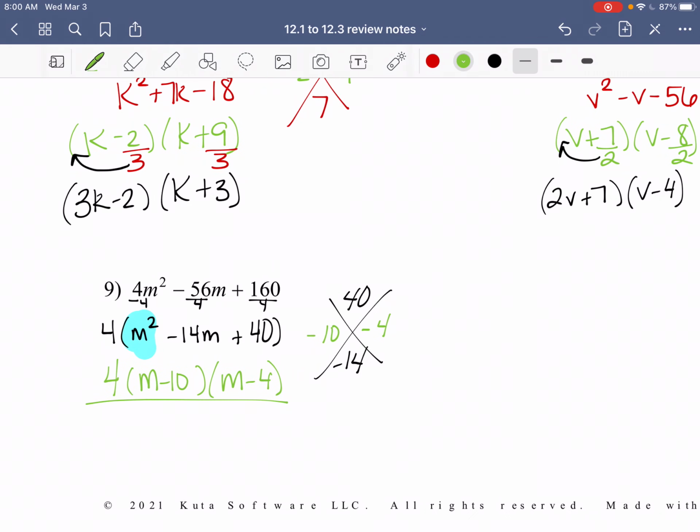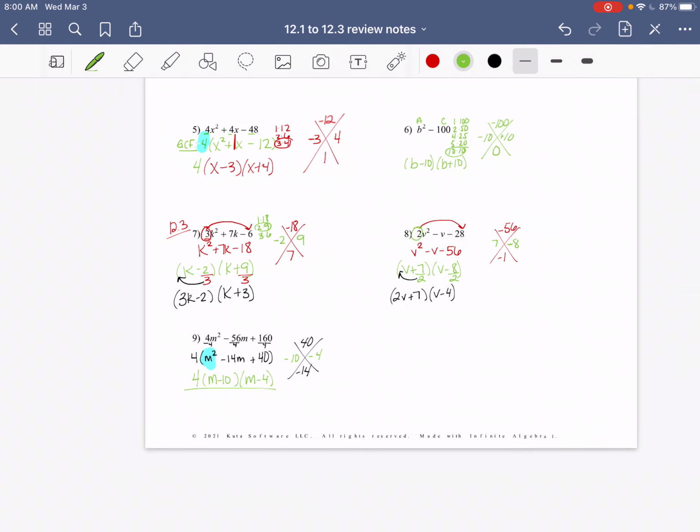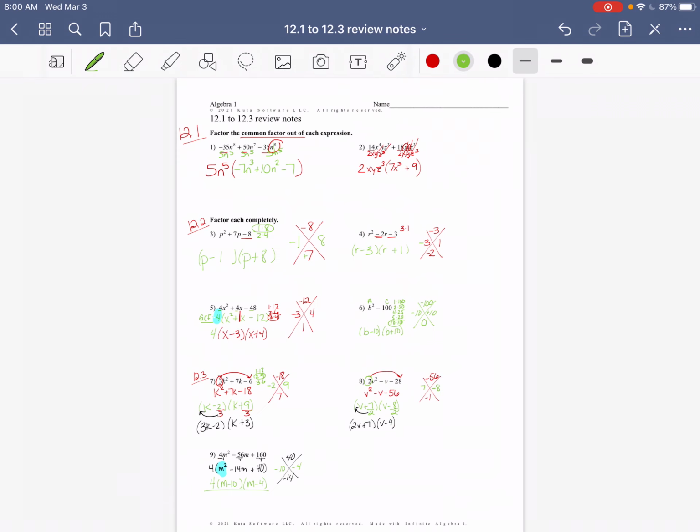So now you're going to do a Canvas assignment, which is 8 questions. You'll upload your work to number 9 and then start the 12.4 notes, which is more factoring. And that's about it. You guys have a good day.